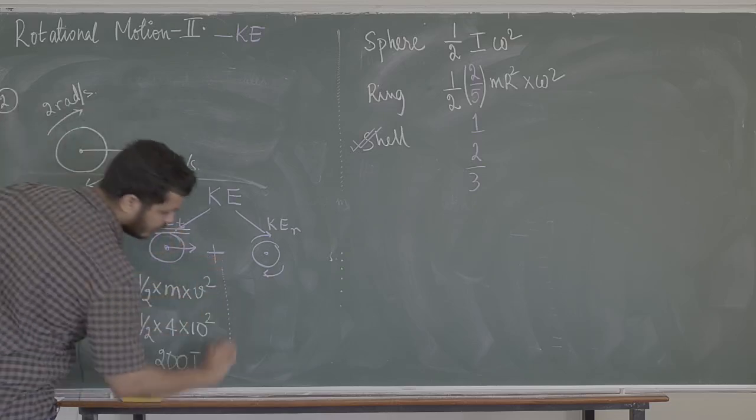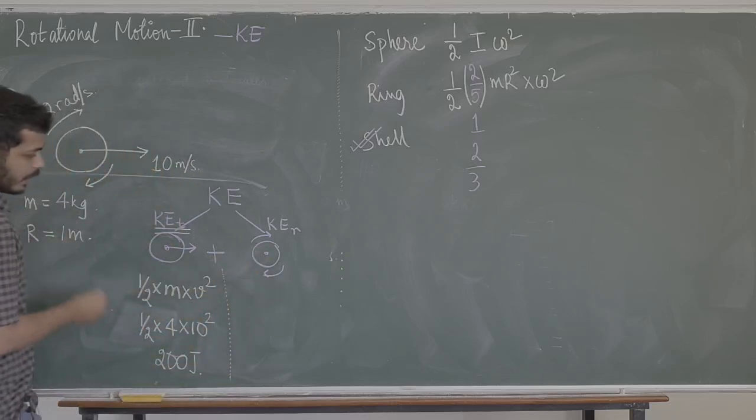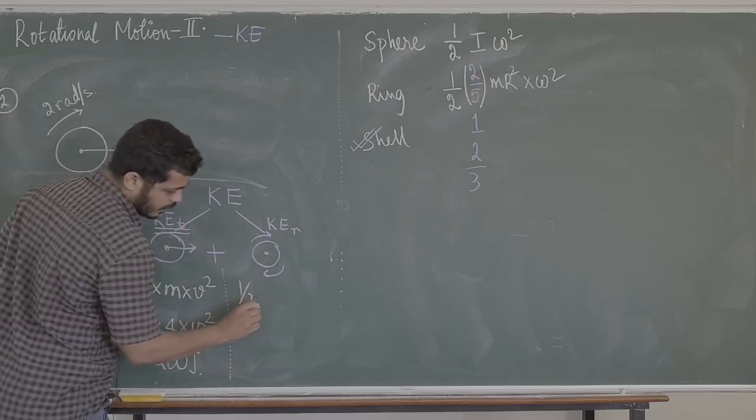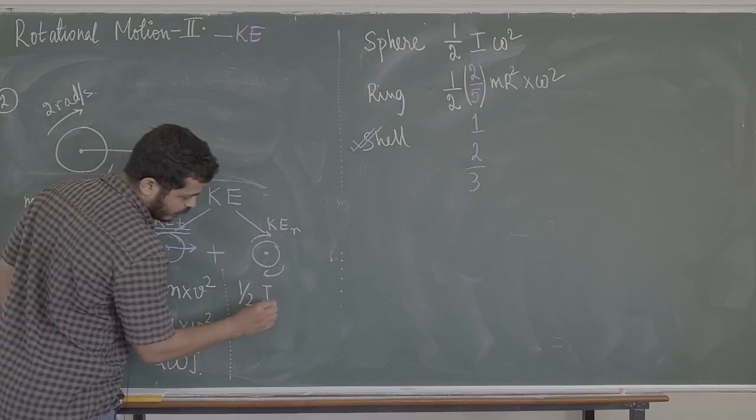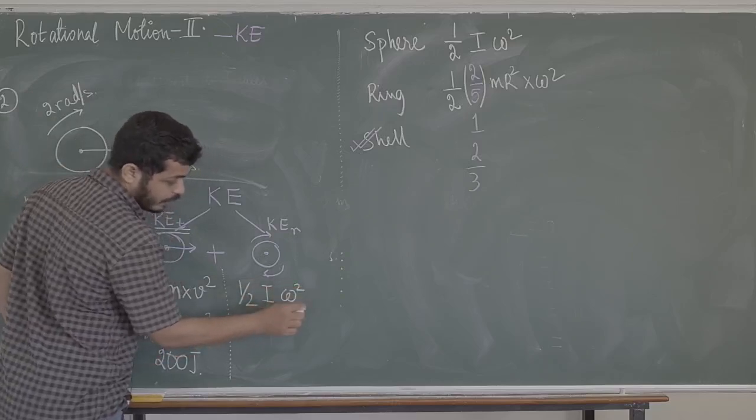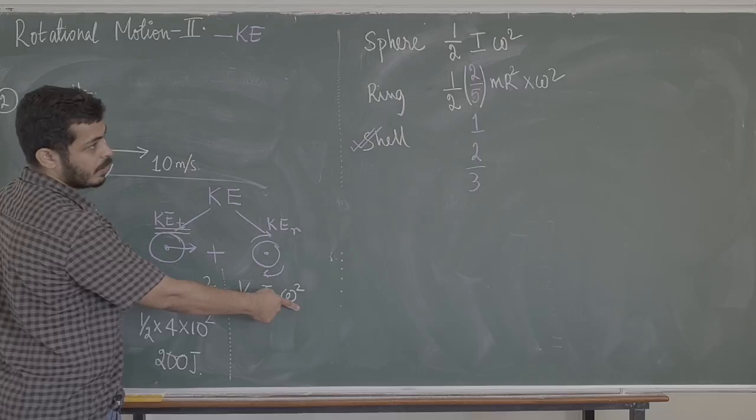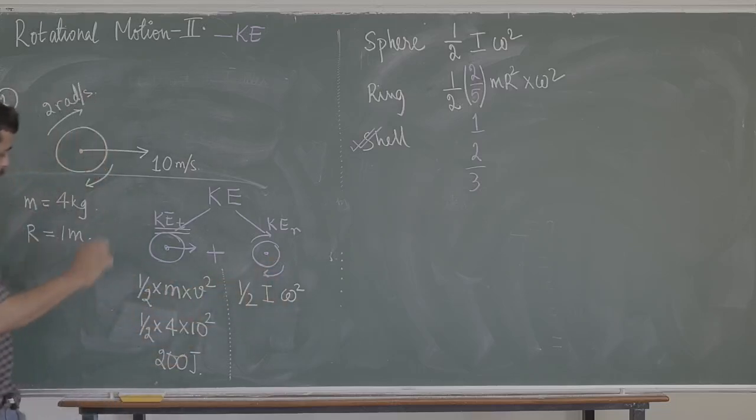Next, rotation. Because something is rotating, you will write half I omega square. Do not write V is equal to R omega. Okay, keep in mind, do not write V is equal to R omega. I said this thing is a disk. So because it's a disk, write half into m into r square. That is your value of moment of inertia.